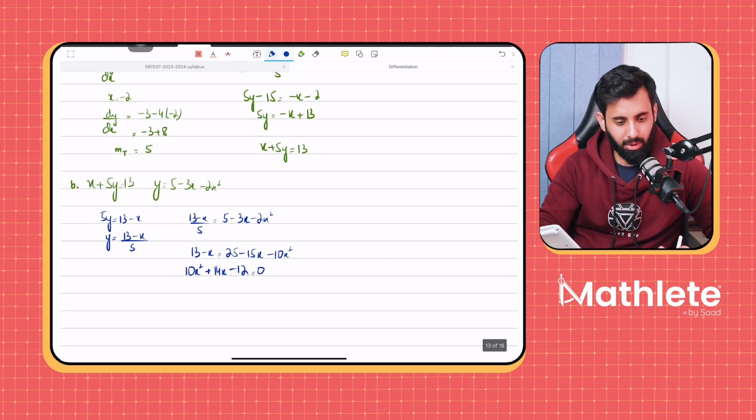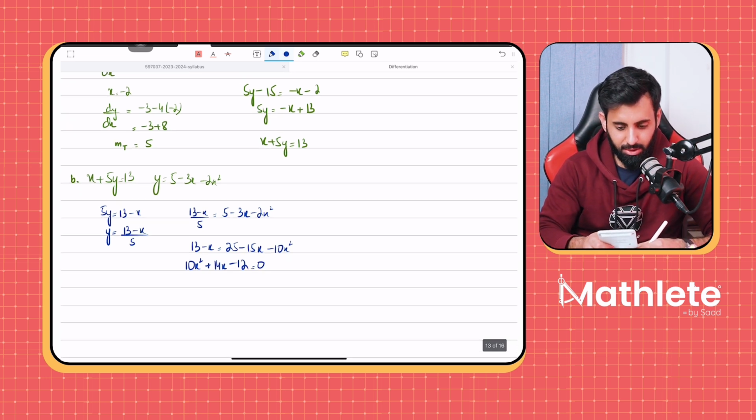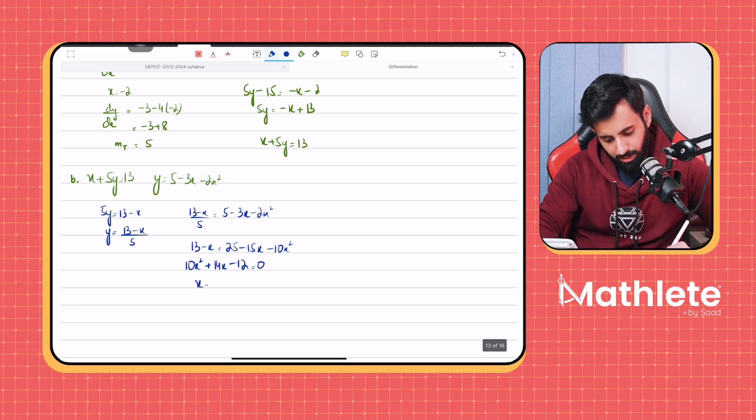So we can take 2 common, we can divide the entire equation by 2 and then solve, or you can apply the quadratic formula right away. I'm just going to apply the quadratic formula right away. In fact, I'm just going to use my calculator right away. And we have one value of x, which is 0.6, and the other value of x is minus 2.